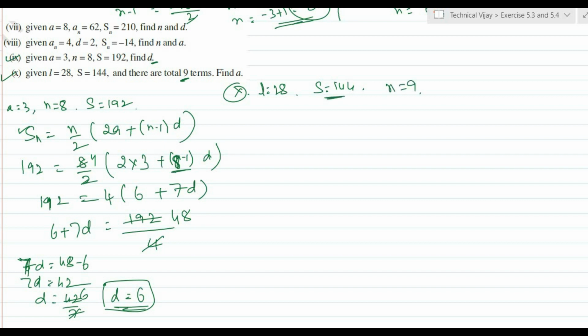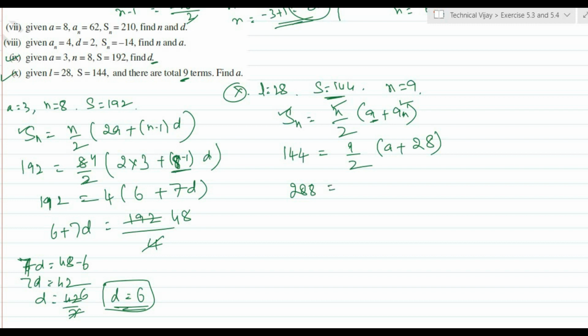So here we will put the formula, sum Sₙ = n/2 × (first term plus last term). The last term we know, the sum we know, n also we know, so we have to calculate a. Sum is 144 = 9/2 × (a + aₙ), where aₙ is 28.